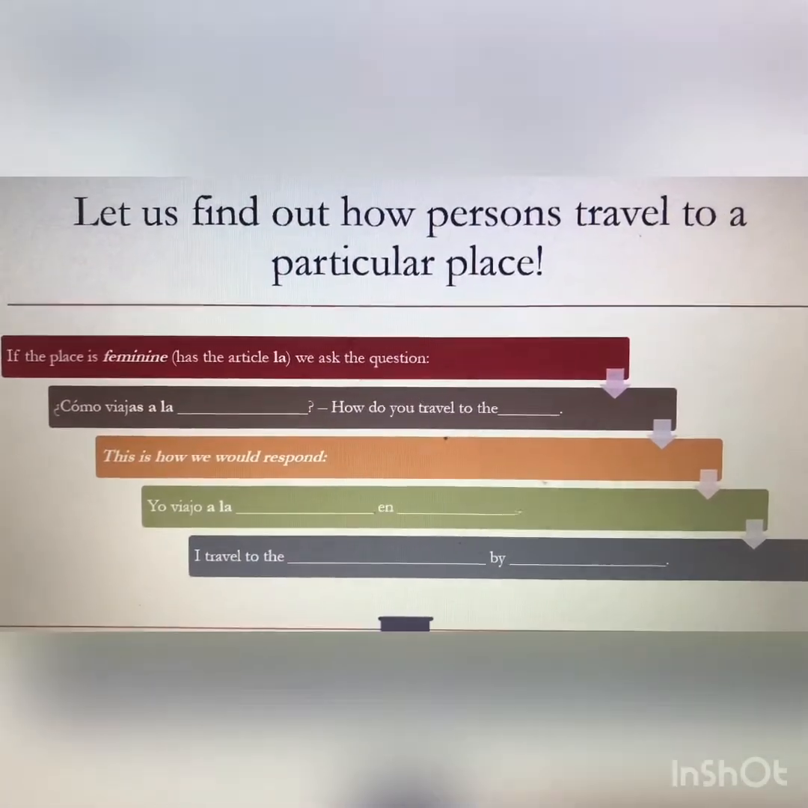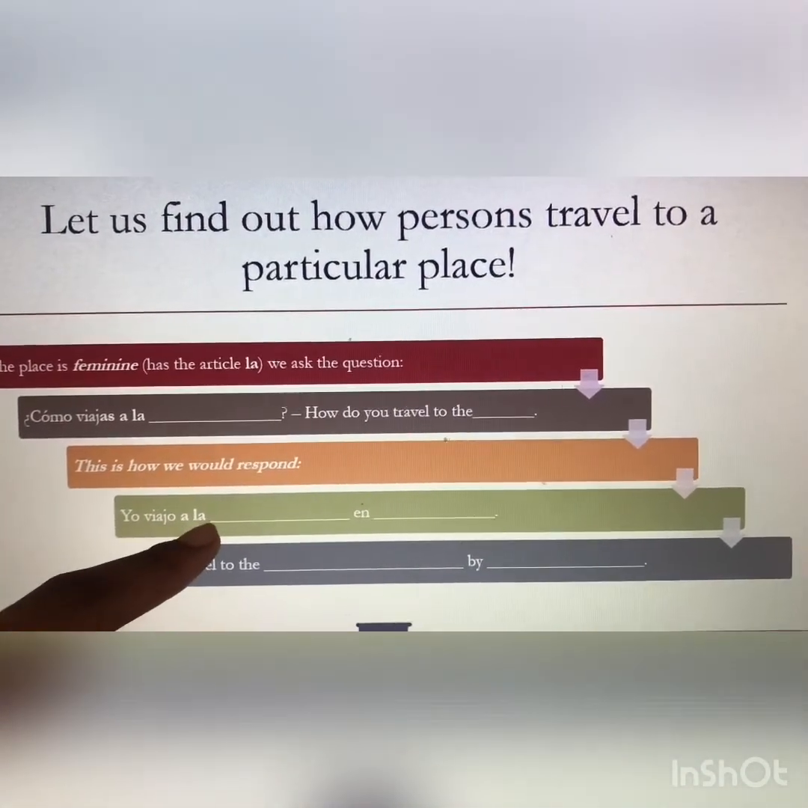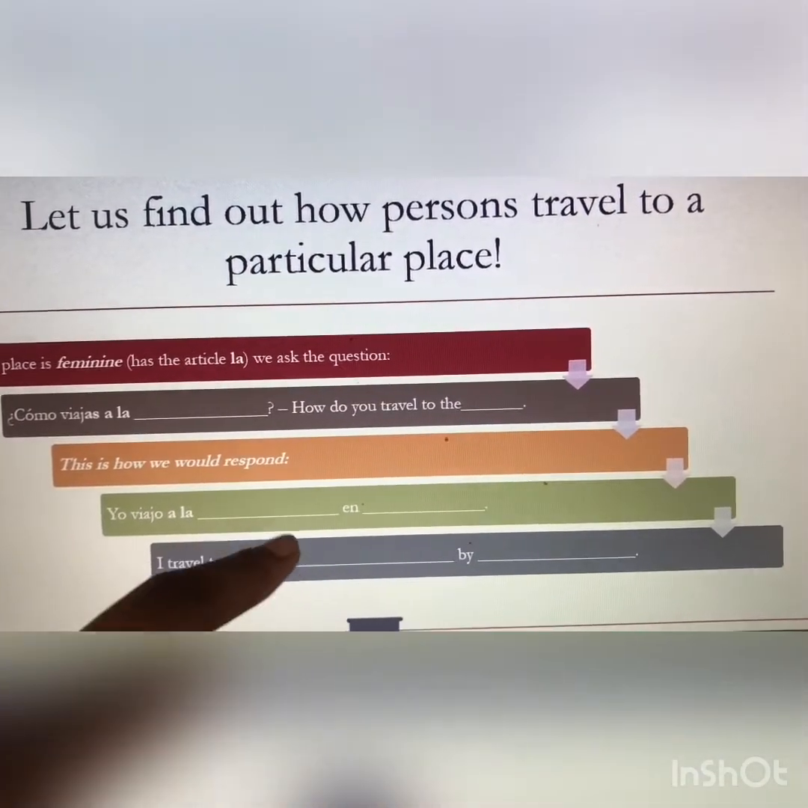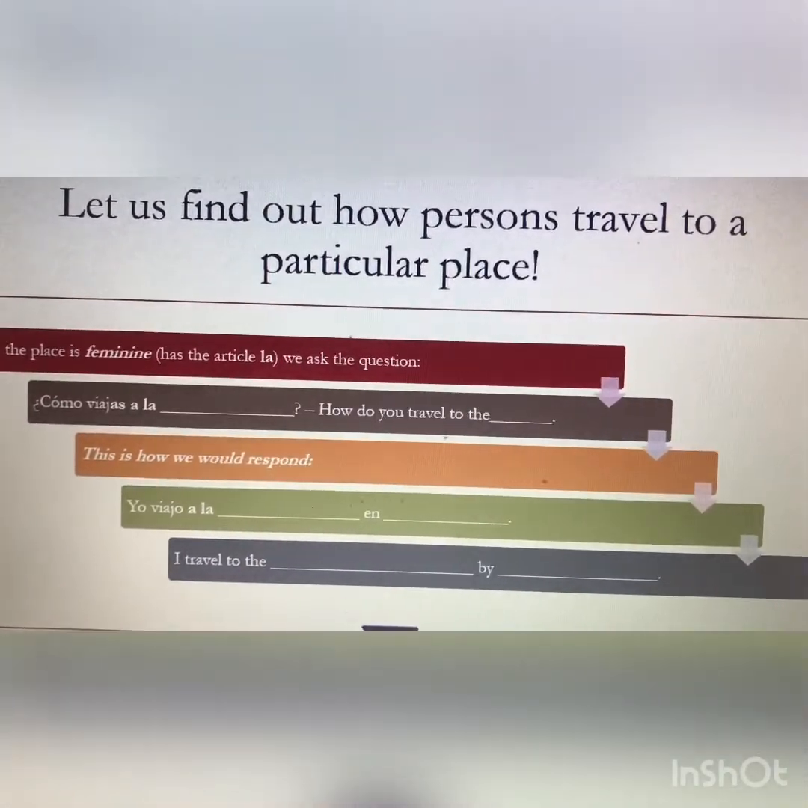Now when you're responding, you will simply say, yo viajo a la, the place, by, and then you put the mode of transportation. So let's do an example.